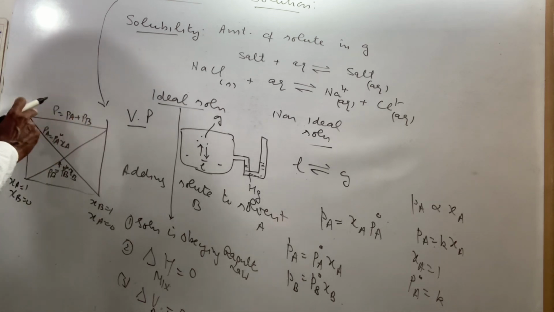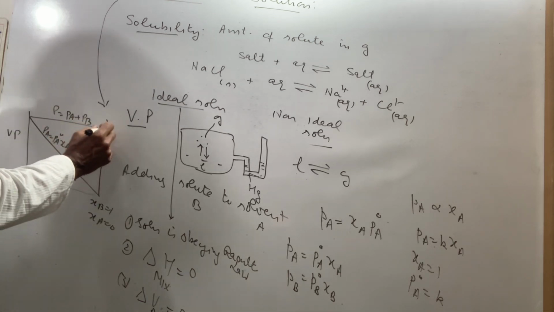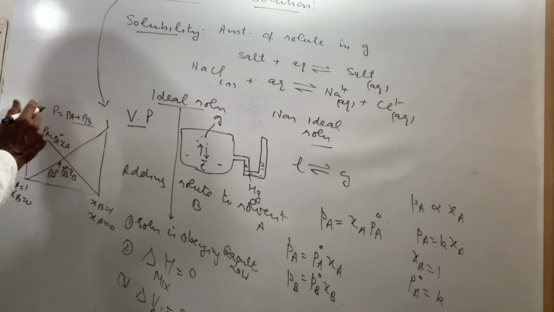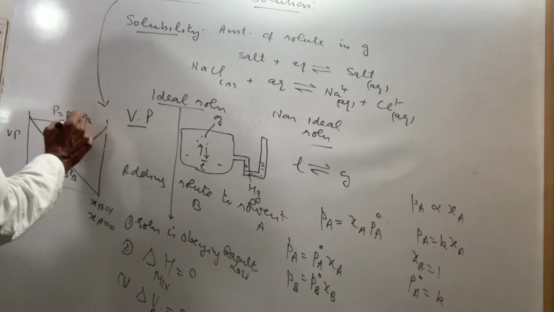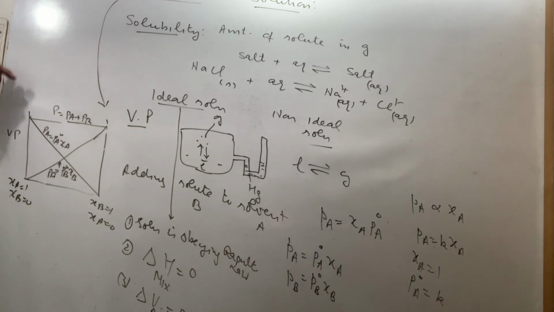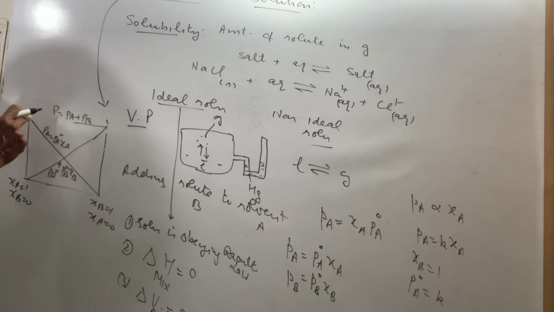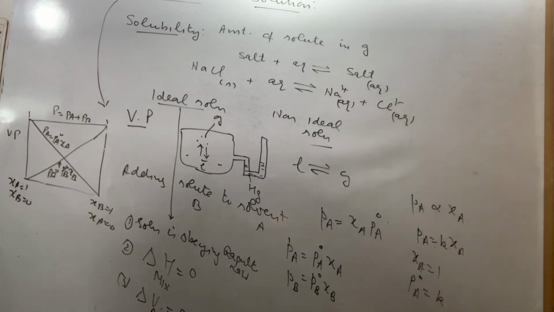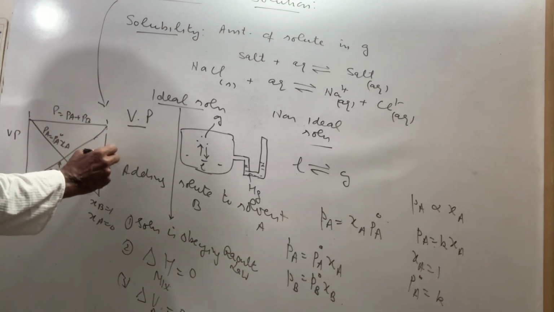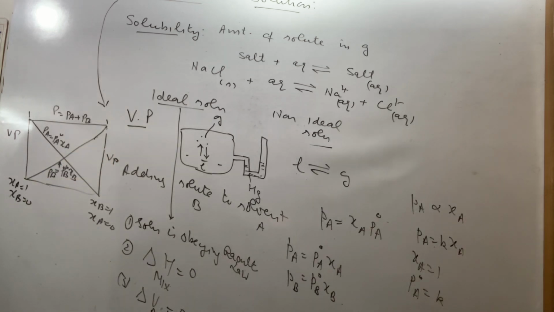Here we have shown it should be something different, otherwise it is at the same level. So here we should show it like this. So this is slightly different. As a result of that, what will happen? We will be having this situation. Here is the vapor pressure of this. So this is the situation for what is called an ideal solution.